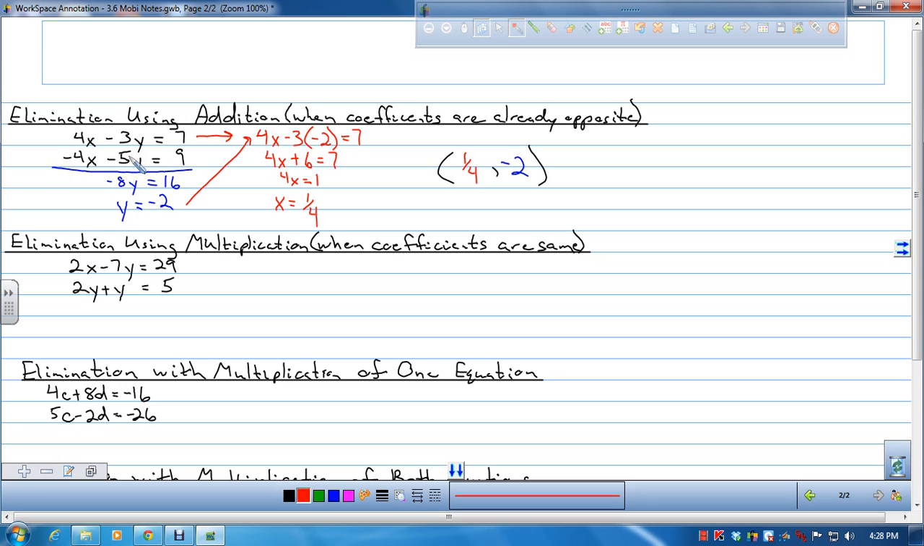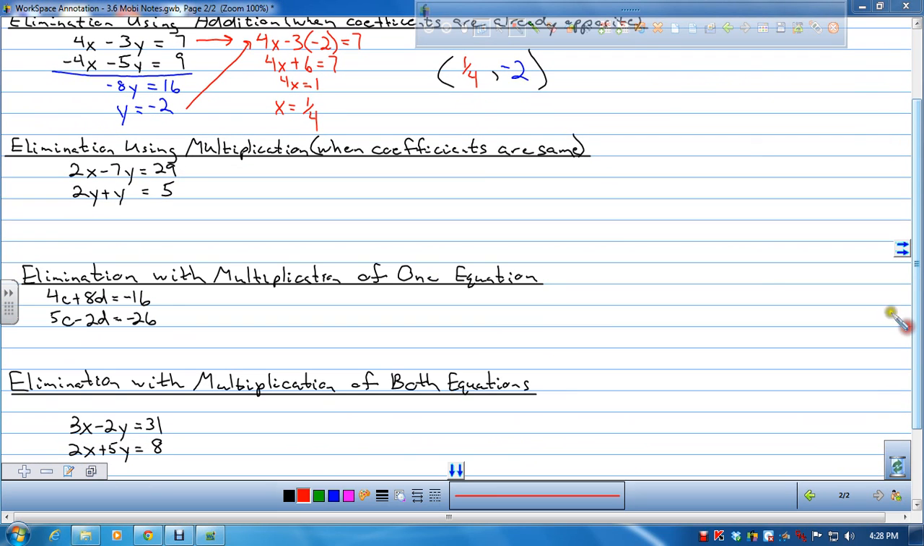Now, they're not all going to be set up exactly like that. Sometimes we are going to have to do some work prior to getting our coefficients to be opposites. So elimination using multiplication when the coefficients are the same. So you'll see here I've got coefficients that are exactly the same. Well, that's not quite what we want, but it's pretty easy to get there. All I need to do is make one of these negative.